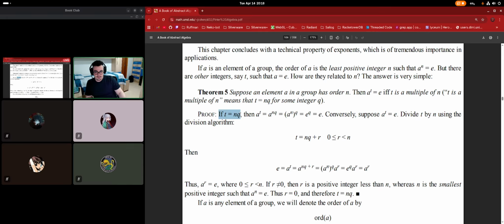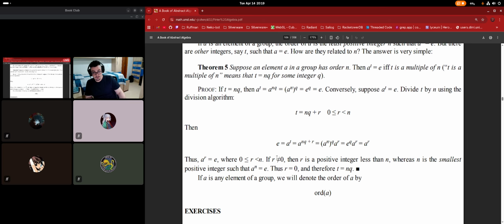Then we're going to say that if it is a multiple, then we can just rearrange these things, right? And then we can abuse the fact that we know that a to the power of n is equal to identity, and no matter how many times you try to get out of it, you're always going to get identity. And then conversely, suppose that this is true. Divide t by n using the division algorithm. Then you manipulate that a little further, and you're going to get, again, as we've seen before, a to the power of r. Thus, we know that this is true.